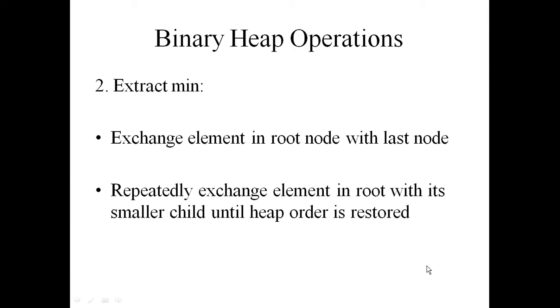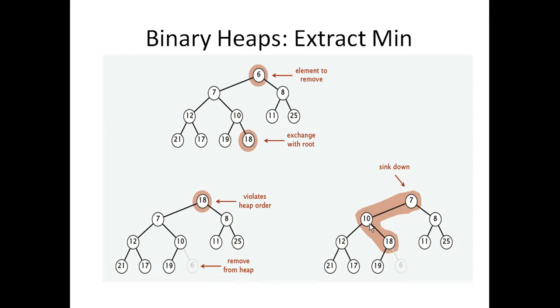Now we will see the next operation, which is extract min. If it is a min heap, obviously the root element is the minimum element of the heap. So if we have to extract that minimum element, the first step is to exchange the root node with the last node. And the second step is to again perform the exchange operations until the heap property is restored. We'll see this also with the help of an example.